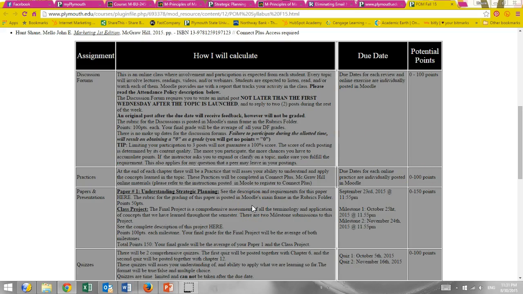Then we have papers and presentations. We have one paper that is going to be very important, and it's about strategic planning. Strategic planning is going to be the heart of our class. So I'm going to insist a lot on this topic.